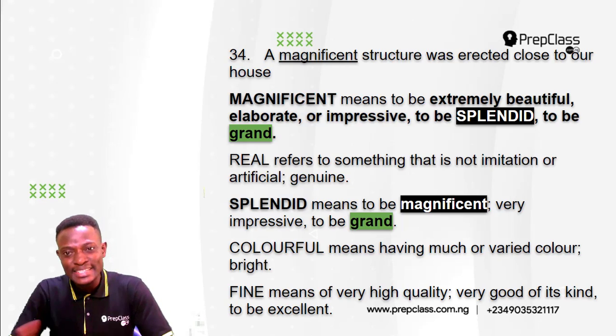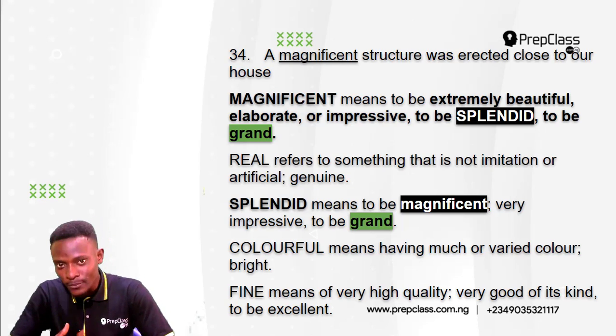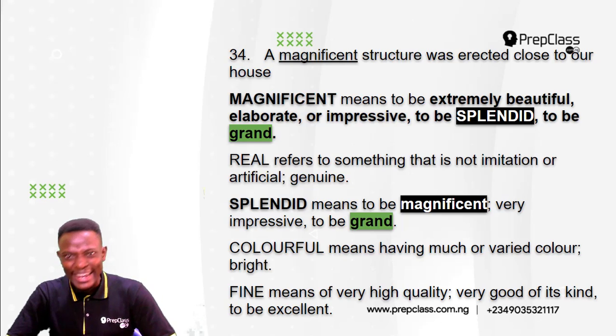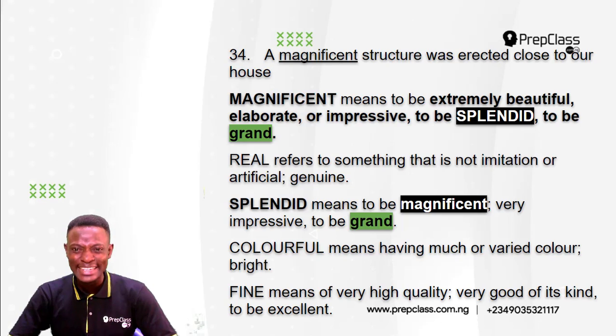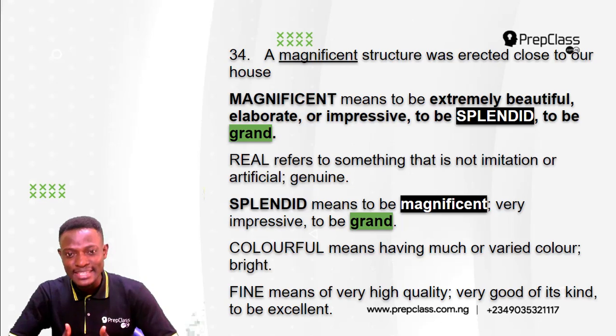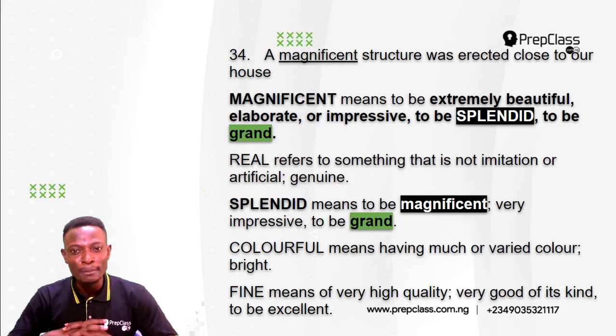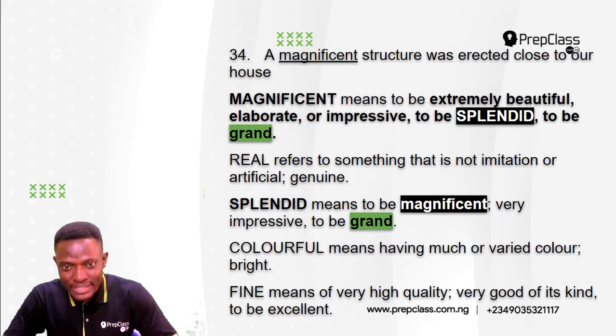Now, the word magnificent means to be extremely beautiful. So an extremely beautiful structure was erected close to our house. Elaborate or impressive, to be splendid, to be grand. Now, option A, real, refers to something that is not an imitation or artificial, something that is genuine. Now, option B, splendid. Splendid means to be magnificent, very impressive, to be grand. So, the nearest in meaning to magnificent is splendid, because splendid means what? To be magnificent, to be very impressive, to be grand.